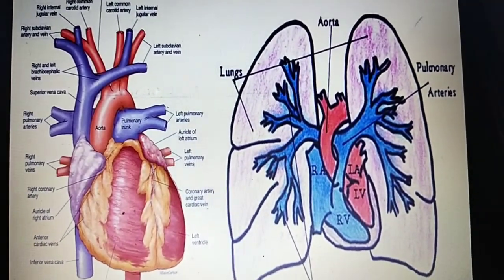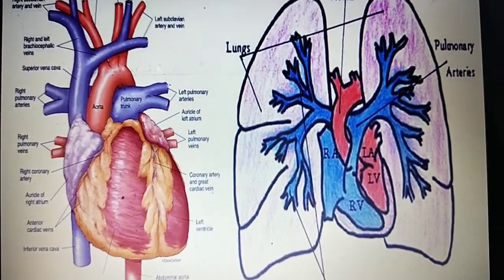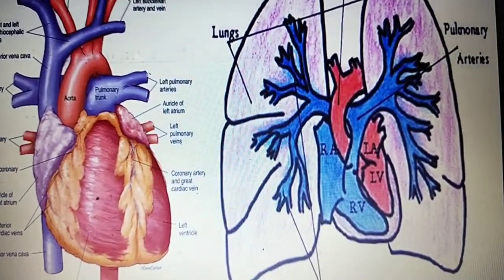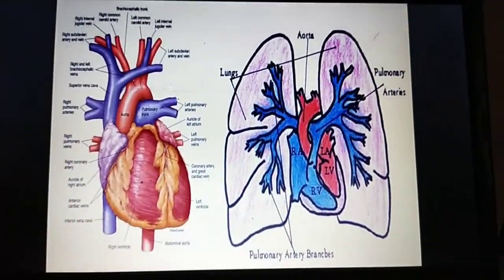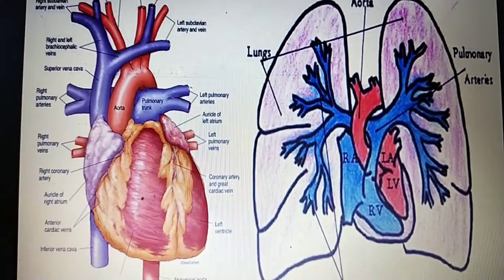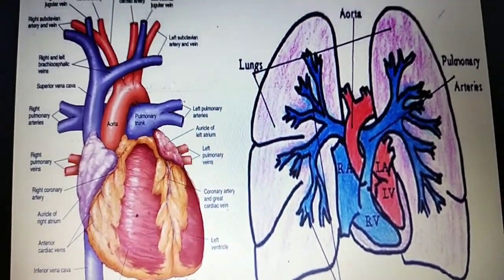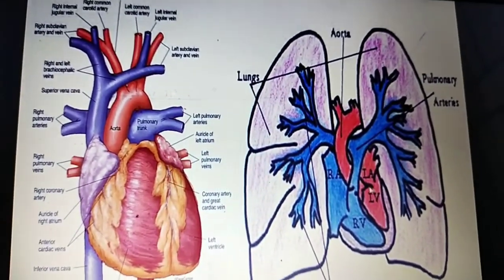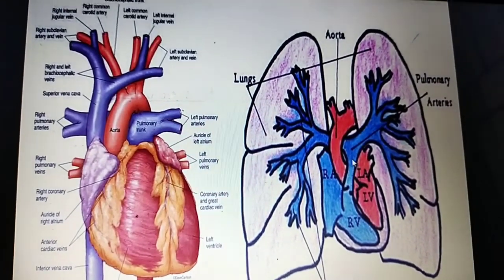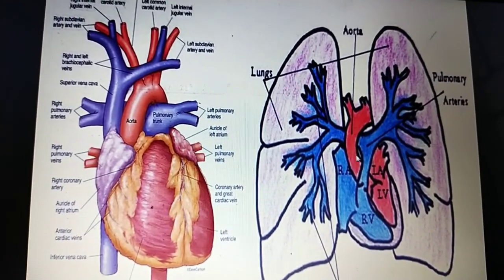Good morning everyone. Today we will go for the anatomy of the pulmonary trunk and pulmonary artery. In the last class we discussed the internal features of the heart. Now we can go for the anatomy of the pulmonary trunk and pulmonary artery.